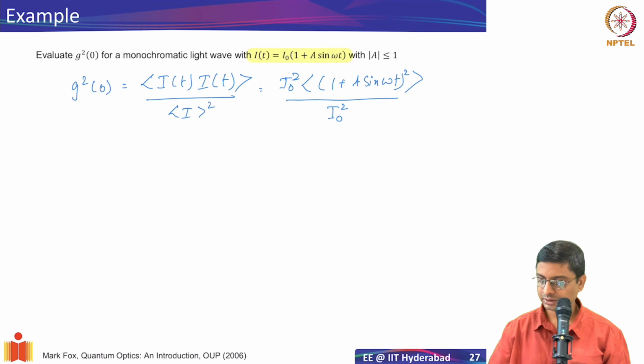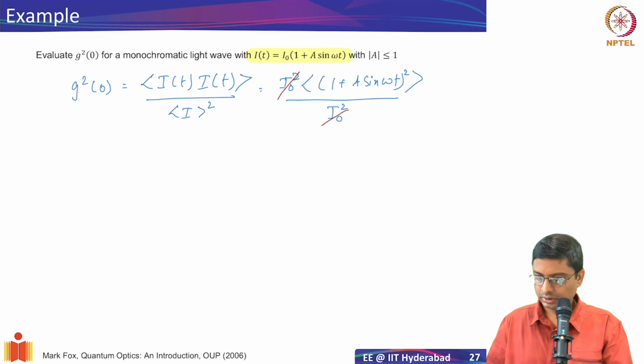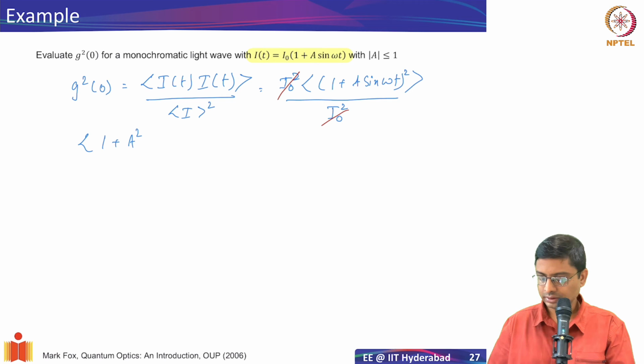In the numerator, these things will cancel out. My time average is going to be equal to the time average of 1 plus a square sine square omega t plus 2a sine omega t. This is the time average in the numerator, right?